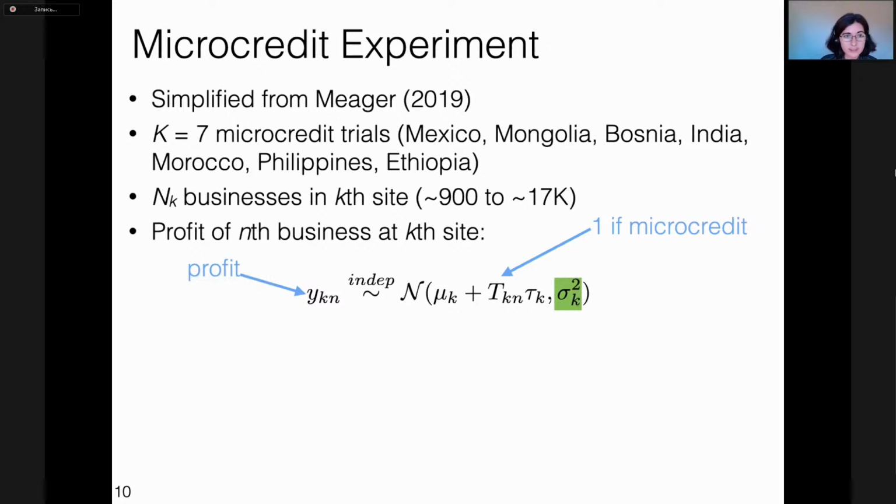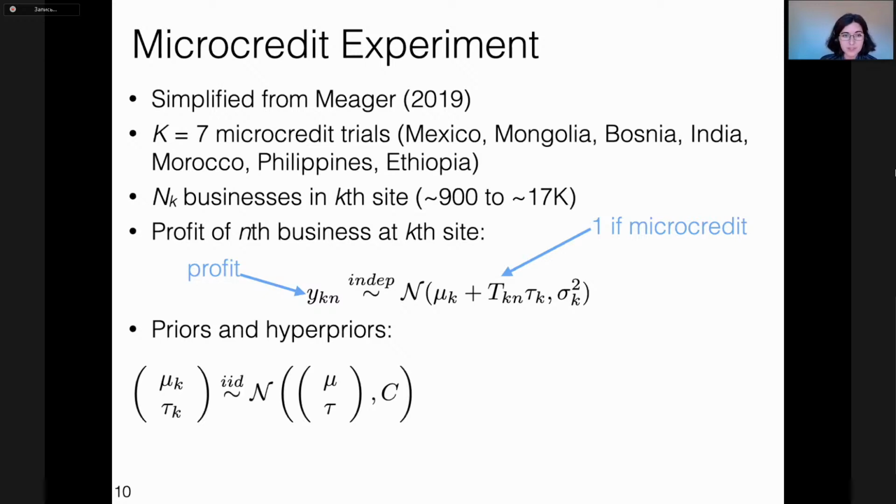And so we can call that sigma k squared. Okay, so now we don't know mu k, tau k, and sigma k squared. So they're all going to be parameters of this model. And so what we can do is put priors and hyperpriors on them. Again, I wouldn't pay so much attention to all the details of this model. What's really important here is just that this is a model. It has some unknowns, those unknowns will tell us about microcredit, and we're interested in learning about their posterior.